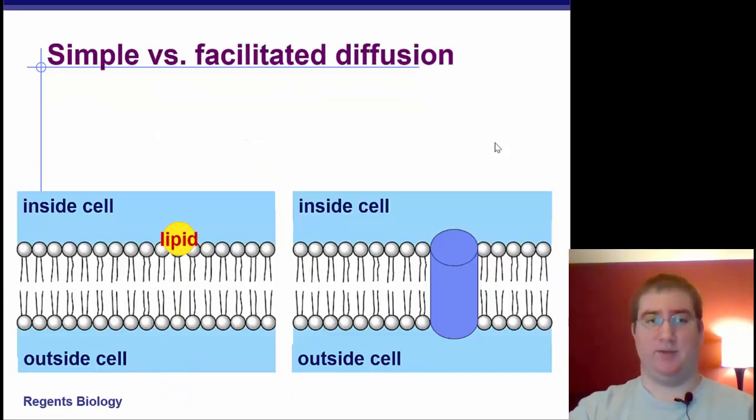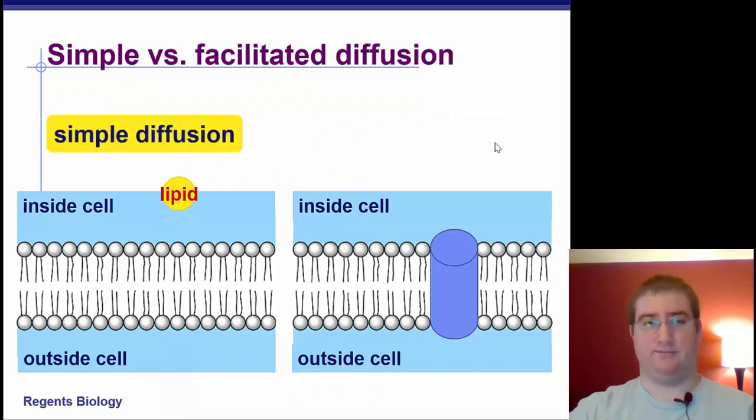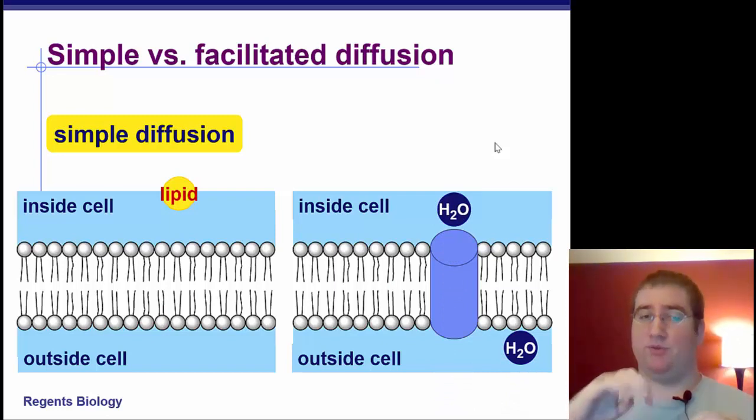Another comparison, simple, we can see it directly through the membrane, while facilitated has to go through that protein channel. But once again, both are still from high to low, and both do not require energy from the cell. They're passive processes.